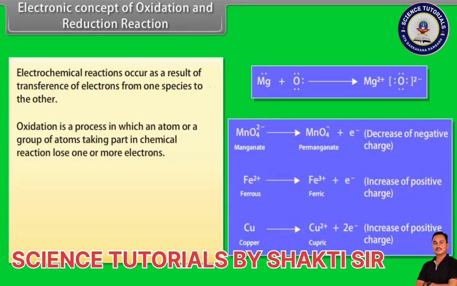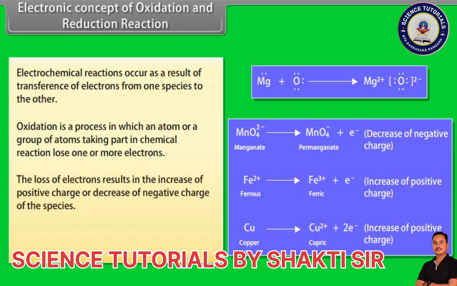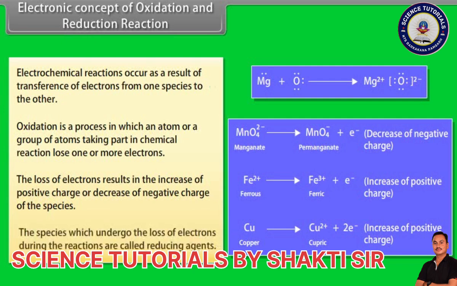Oxidation is a process in which an atom or a group of atoms taking part in a chemical reaction loses one or more electrons. The loss of electrons results in the increase of positive charge or decrease of negative charge of the species. The species which undergo the loss of electrons during the reactions are called reducing agents. MnO4^3-, Fe2+ and CO are reducing agents in these examples.